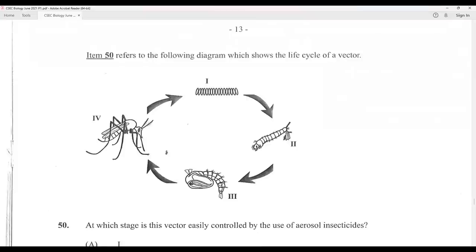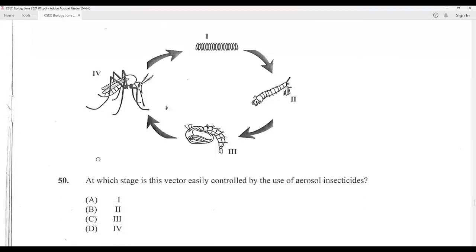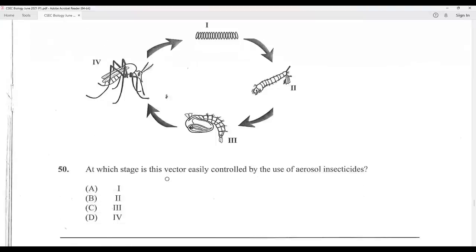Item 50 refers to the following diagram, which shows the life cycle of a vector. We have a mosquito life cycle. We have eggs at one, larvae at two, pupa at three, and the adult mosquito at four. And they ask you, at which stage is the vector easily controlled by the use of aerosol insecticide? So you could use those kinds of sprays to kill the adult, which is 4.